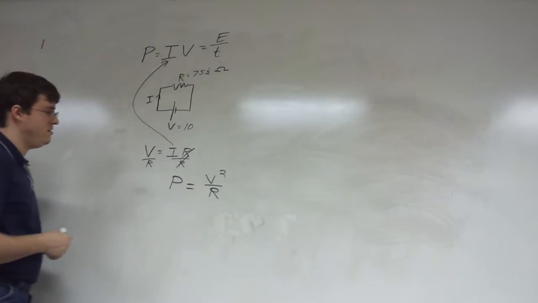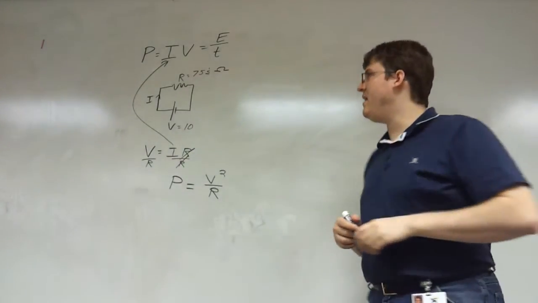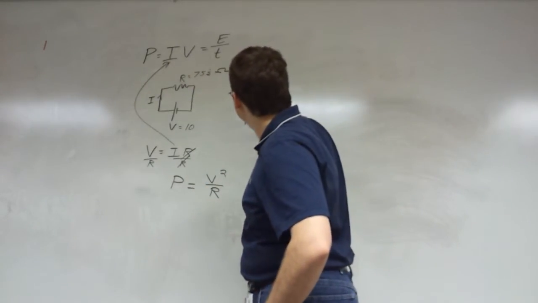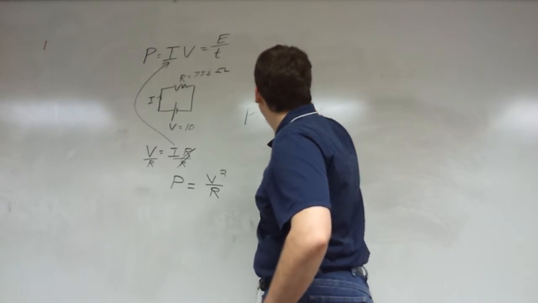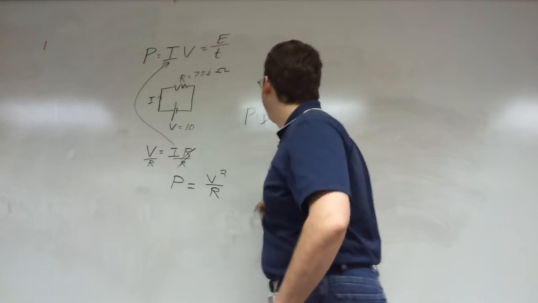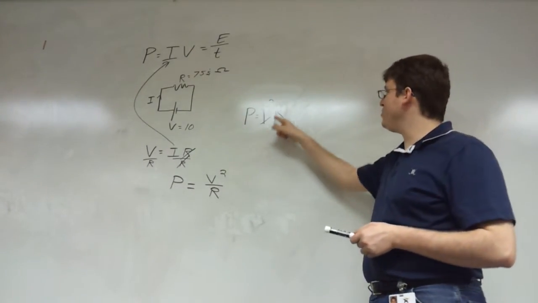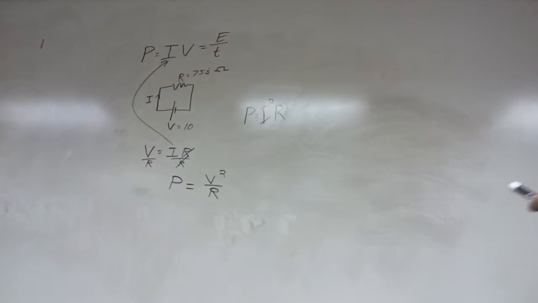Mr. Yarber, you just came up with another equation. I did, by combining two other equations. Power is I squared R. So you can replace the I, or you could replace the V. Power is V squared over R, or I squared R. There we go.